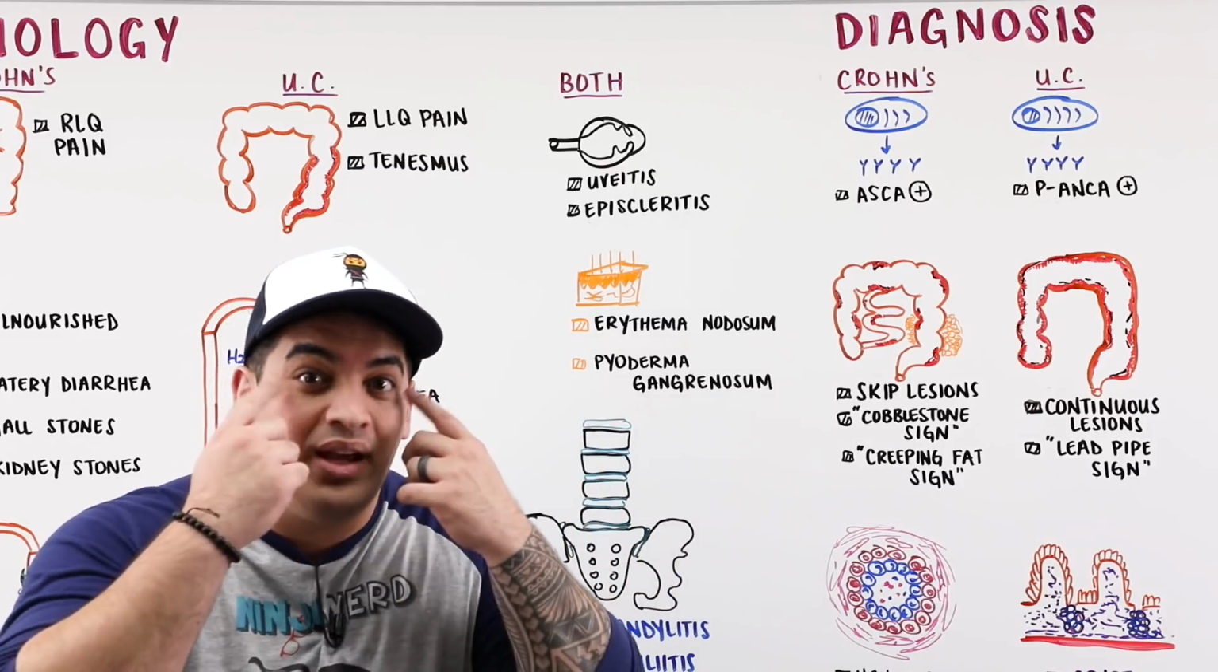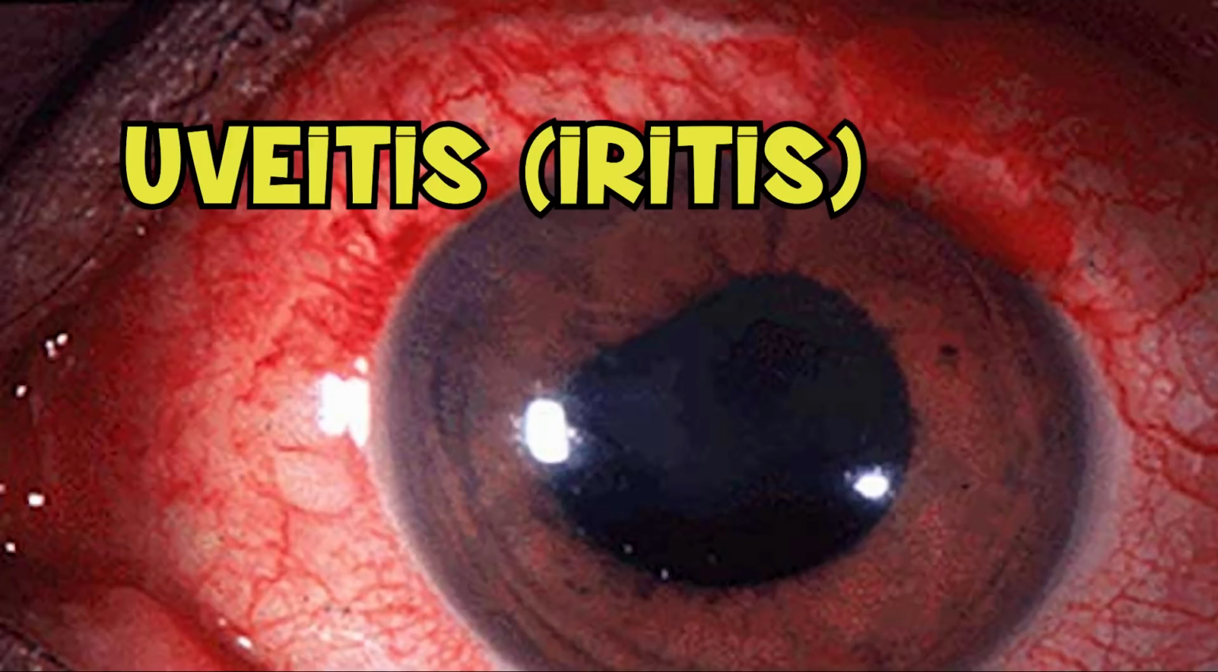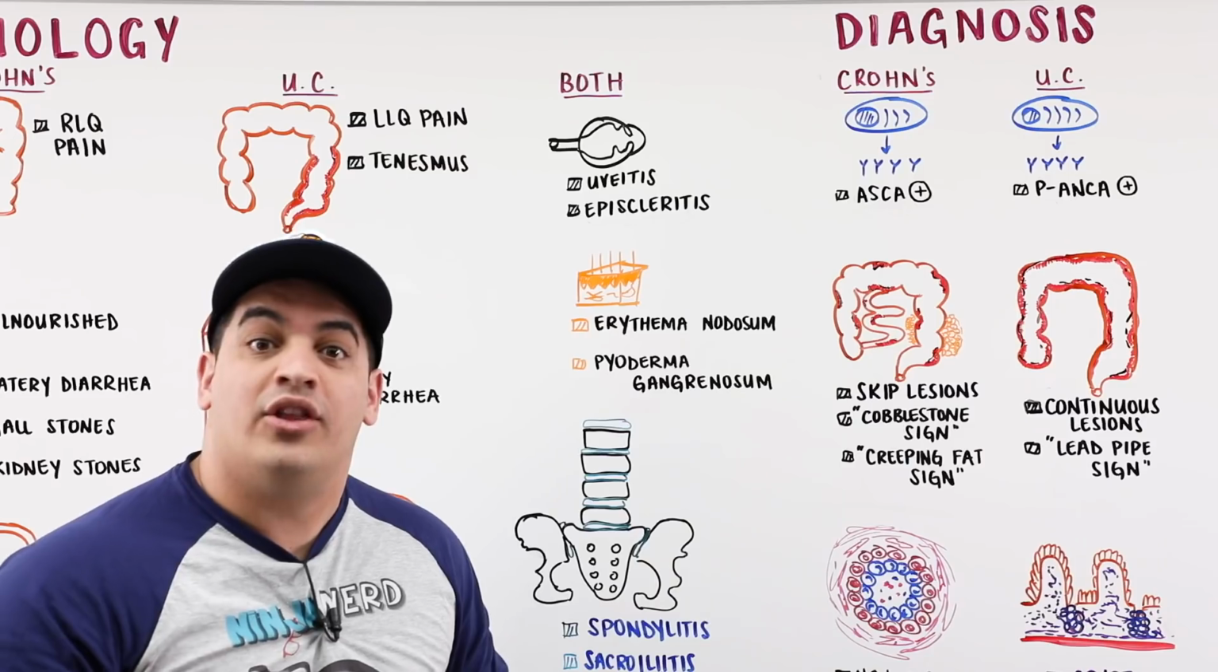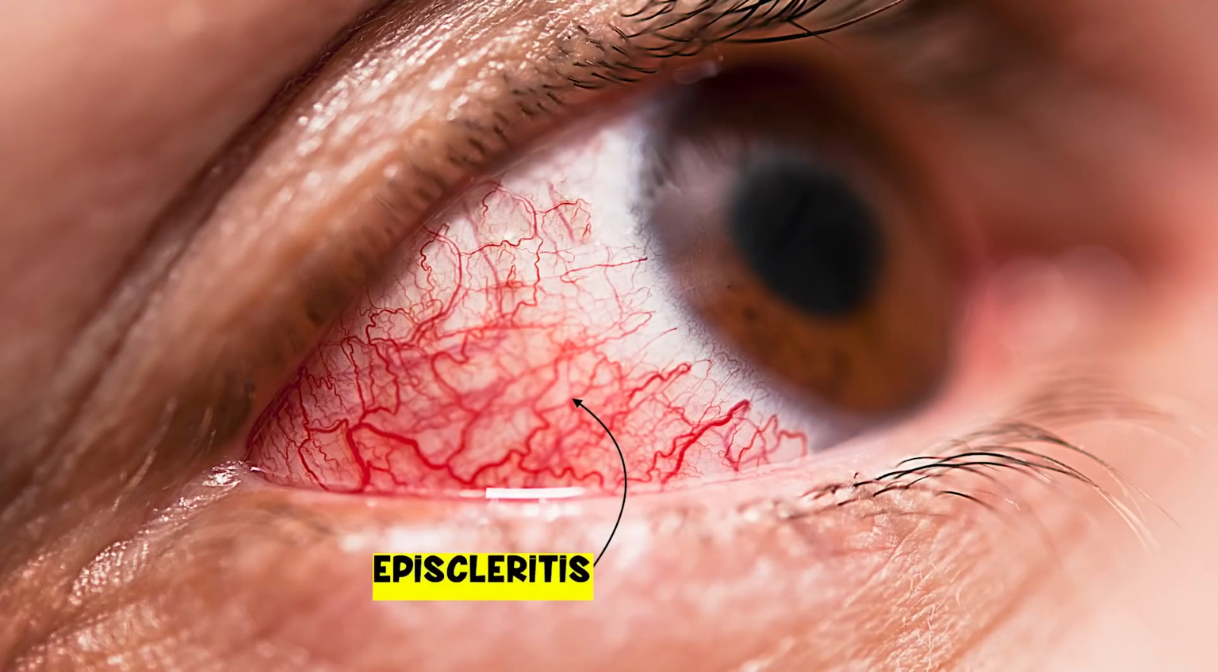What are some of these organs? Big thing to think about, eyes. So they may have signs of uveitis. There also may be evidence of what else? Particularly episcleritis.